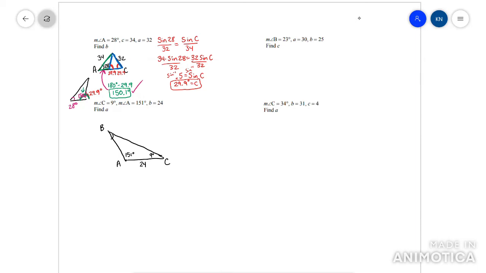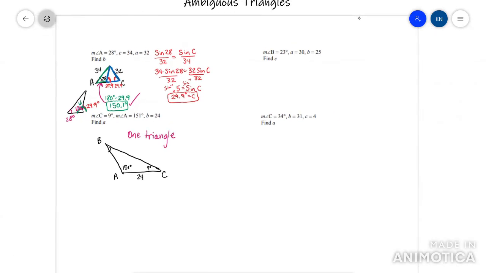I'm not going to solve this whole triangle. I'm just looking for, could it possibly be ambiguous? And since I have an obtuse angle that I'm given, the answer is no. There's only going to be one triangle. You only care about ambiguous triangles when they only give you an angle that's less than 90. This one was 151, so it could not have been two triangles.